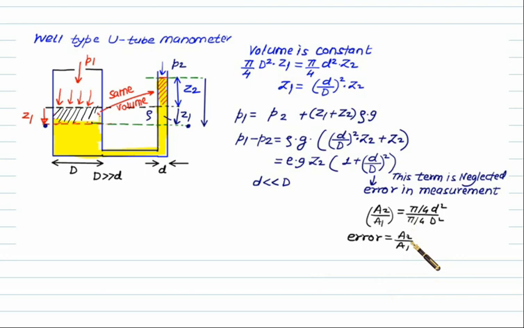So the error is entirely dependent upon d square divided by capital D square. Adjusting pi by 4, we will say that the error is equal to area A2, that is of the tube, divided by area A1.